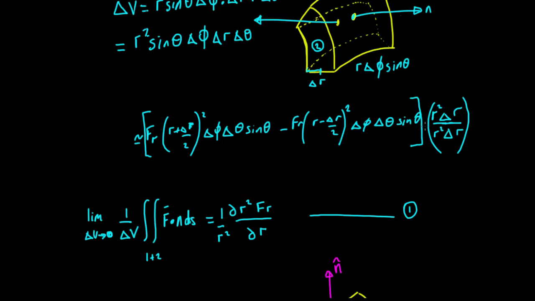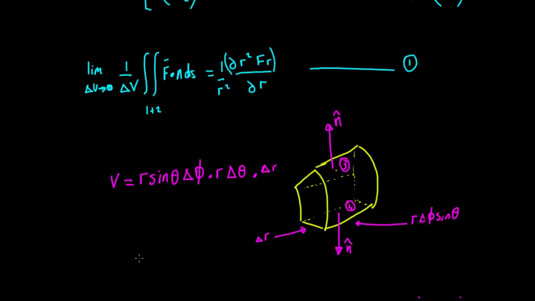And we're going to be left here with the bottom line, the limit there, the Δr will disappear, and we're going to have our 1 upon r². So we're going to have this first factor here, 1 upon r² partial r² f of r all upon partial r. Now that's face 1 and 2. Now we're going to go and look at face 3 and 4.